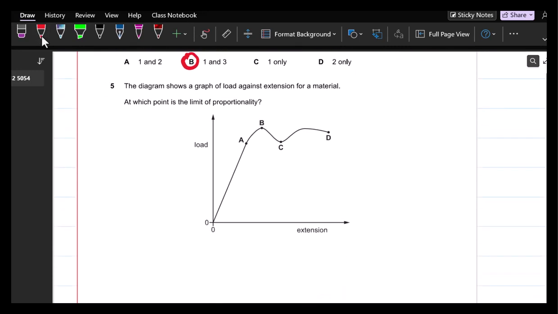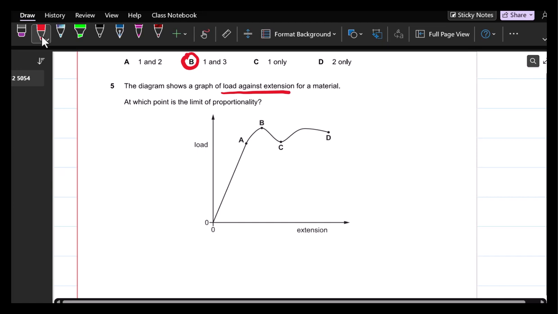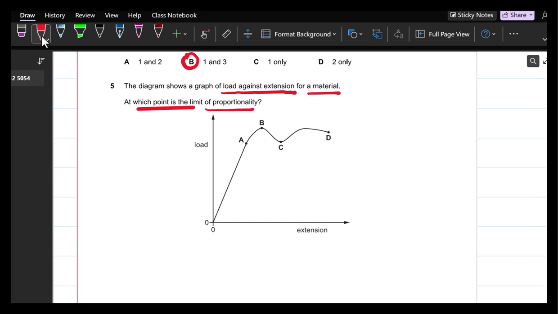Okay, the diagram shows a graph of load against extension for a material. At which point is the limit of proportionality? Load is given on the vertical axis. This is our vertical axis, Y-axis. Load is given on this axis, extension is given on x-axis. So the graph is given.